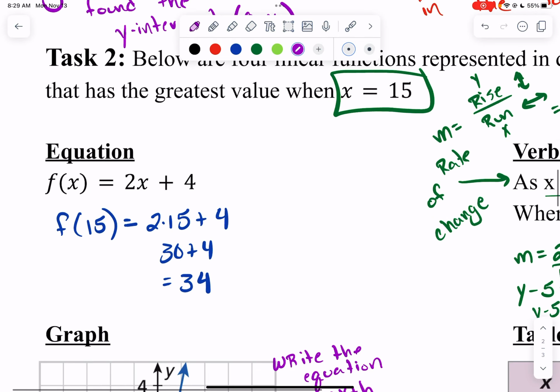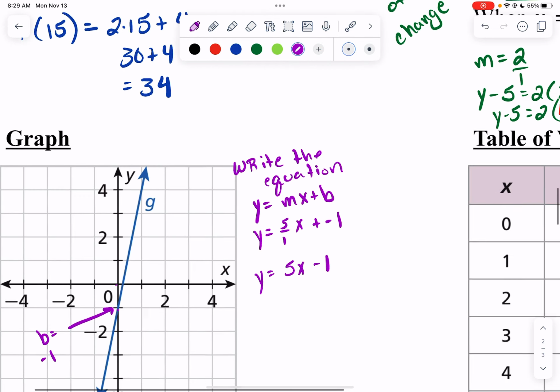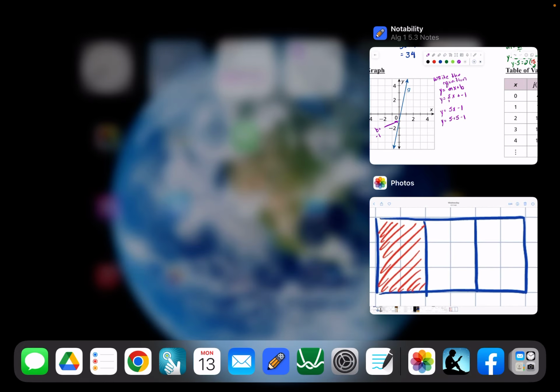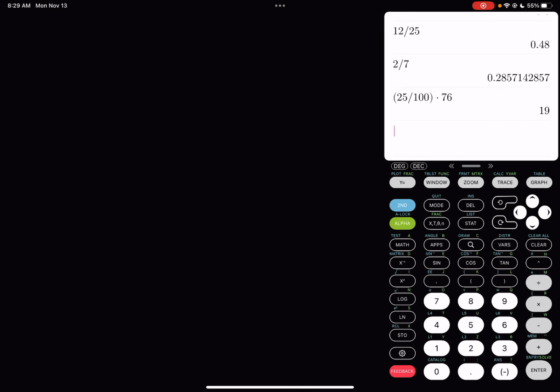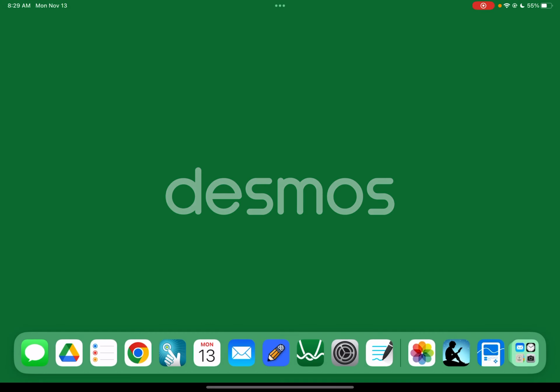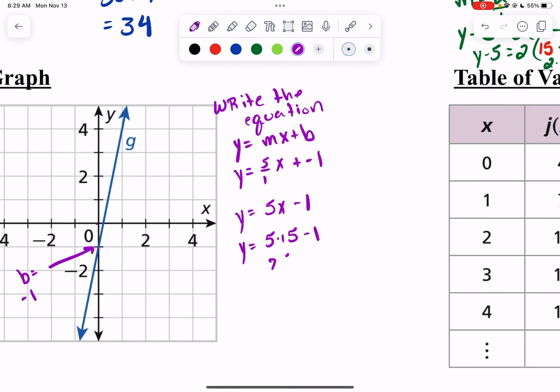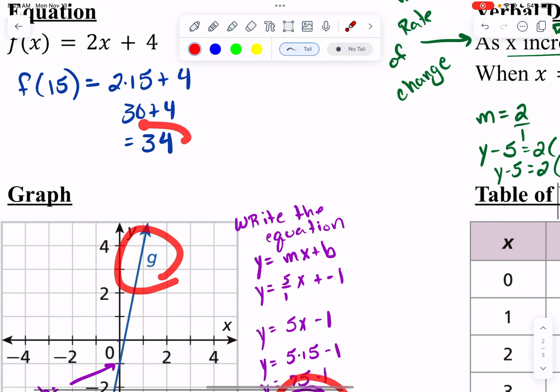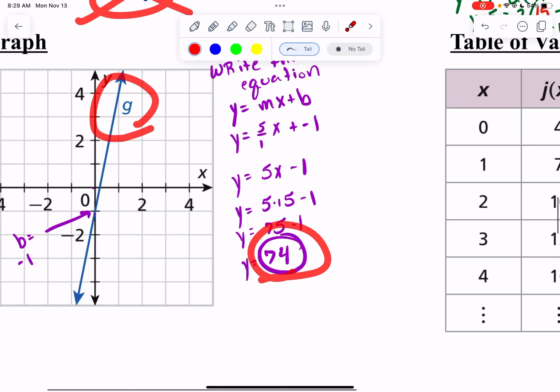Okay, again, what happens when x is 15? So let's plug in 15. y equals 5 times 15 minus 1. 5 times 15, 75. 75 minus 1. y equals 74. All right, so far now G is in the lead. G has a bigger output when x is 15 compared to my 34. 34 is out. Now we're at G.